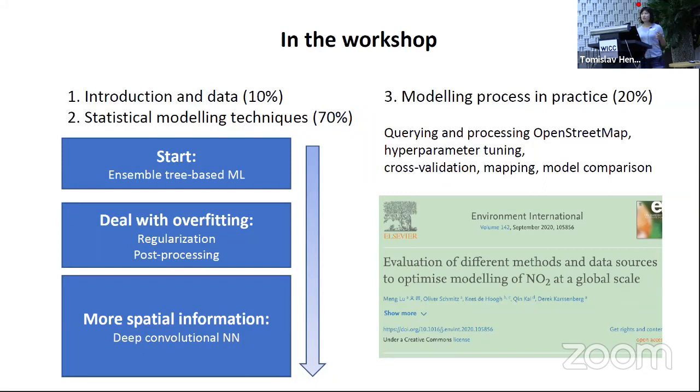So how do we deal with overfitting? So what regularization and post-processing strategies we can use, and then to look at how to integrate more spatial information using deep convolutional neural networks. And last, we also look at modeling process in practice. So how do we adjust hyperparameters and do the cross-validation and mapping?